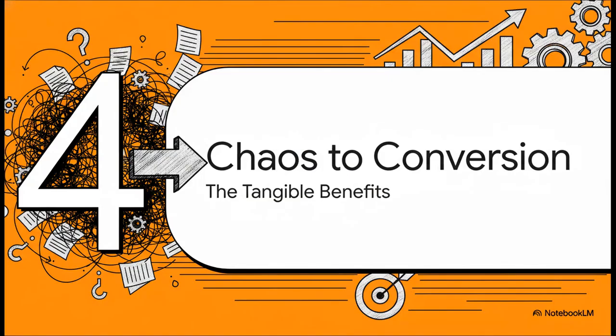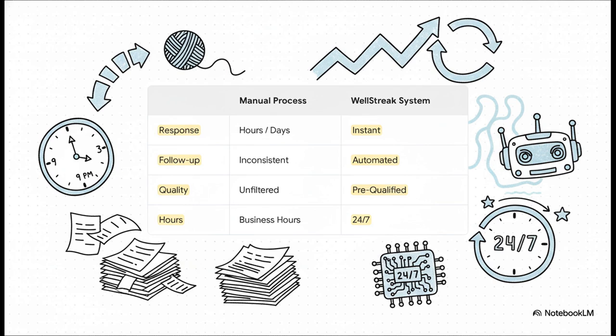So, we've talked about the what and the how. Now, let's get to the why. This is all about the real-world results, about going from the total chaos of manual lead management to the beautiful clarity of automated conversion. Let's just put the old way and the new way side by side. The manual process, you're talking response times of hours, maybe days. Follow-ups are spotty at best, leads are totally unfiltered, and your team goes home at 5 o'clock.